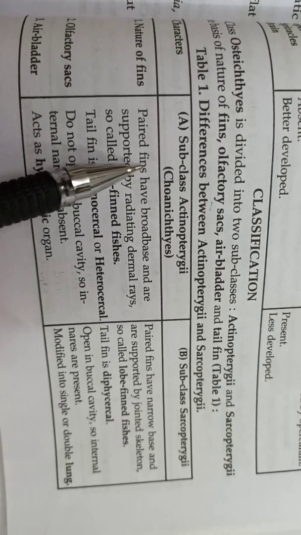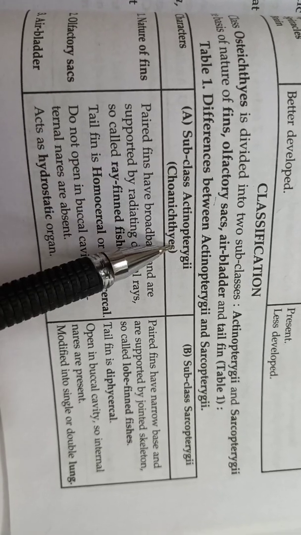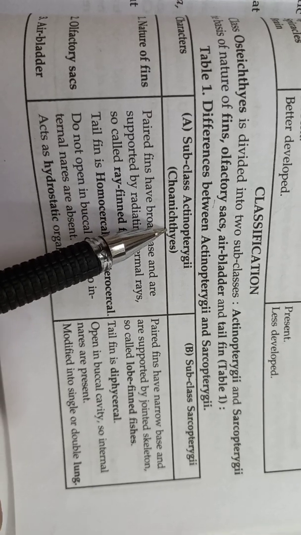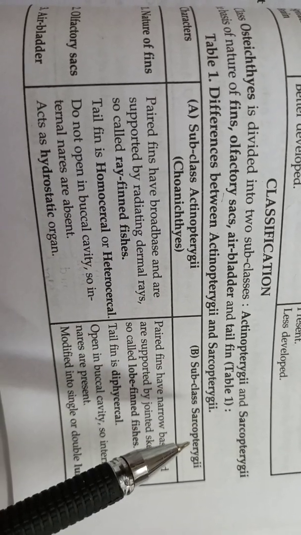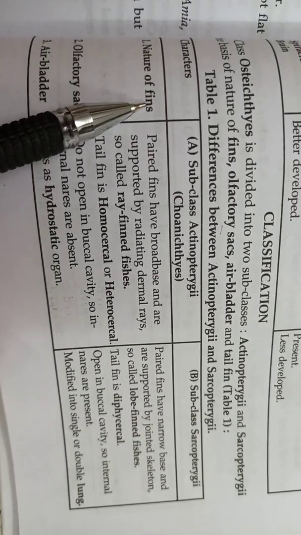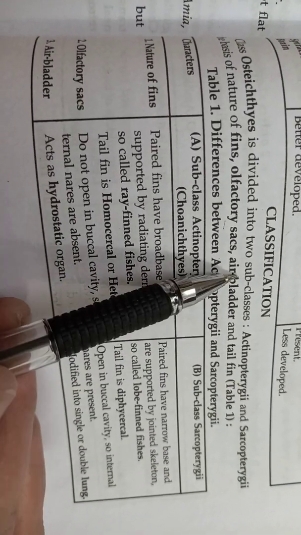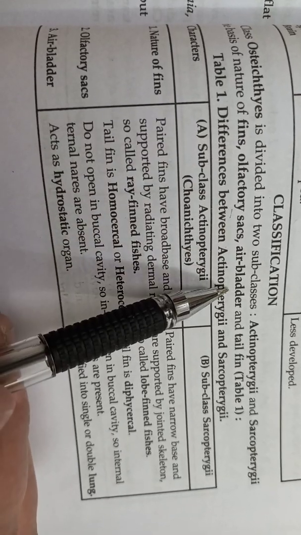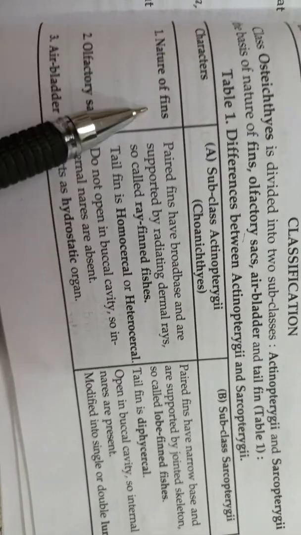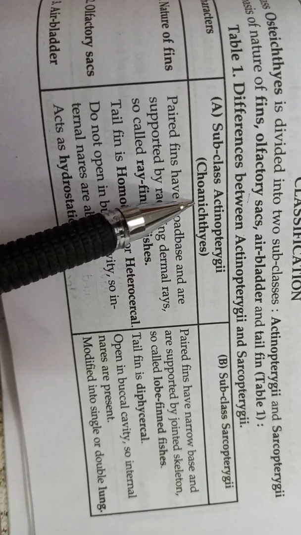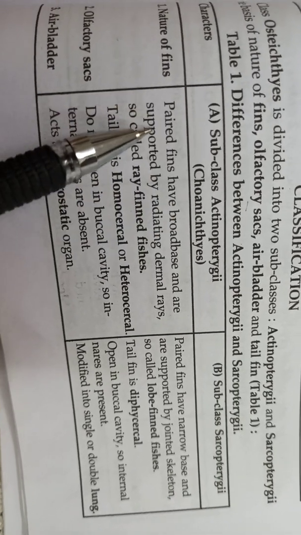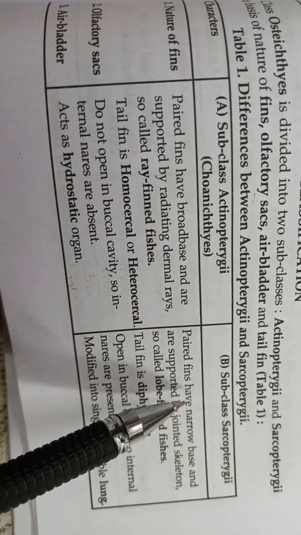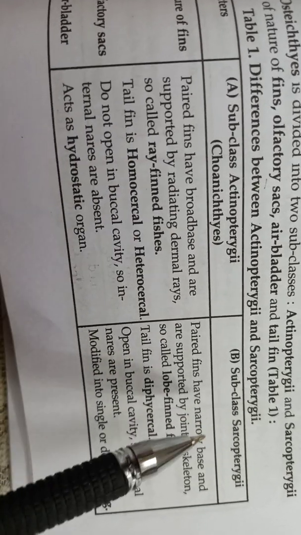So in the subclass Actinopterygii we have, you can say, Coenichthyes, and the other one is the Sarcopterygii. Let's see the differences between these two classes on the basis of fins, olfactory sacs, air bladder, and the tail fin. The nature of the fins in the first one: paired fins are present, with a narrow base here and a broad base there.